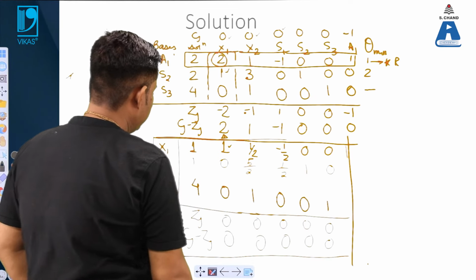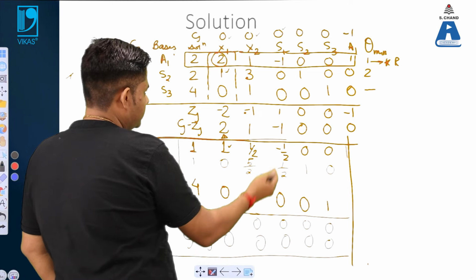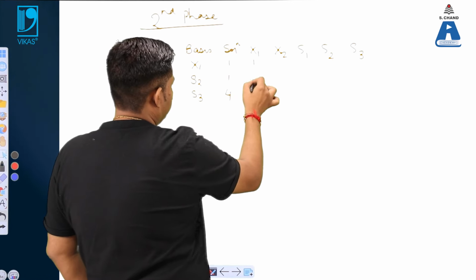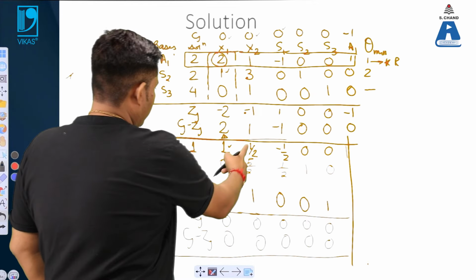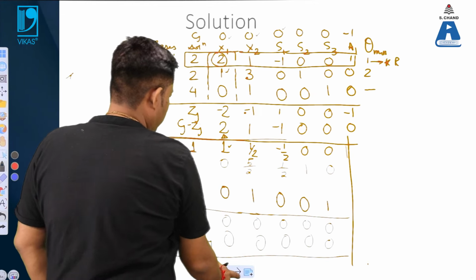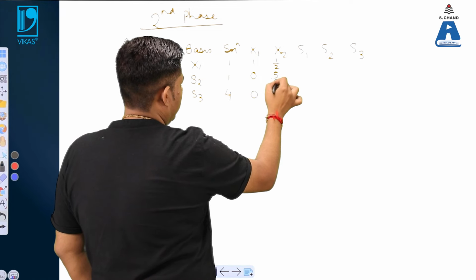For the next set of elements, we have this 1, 0, 0. I have to write here 1, 0, 0. Then you have the elements 1 by 2, 5 by 2 and 1. So 1 by 2, 5 by 2 and 1.